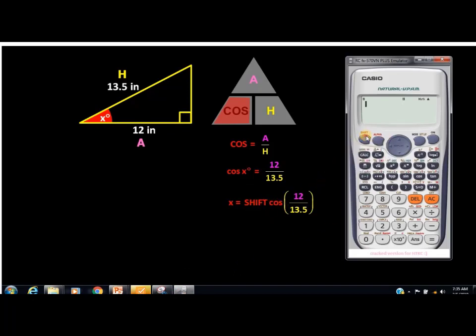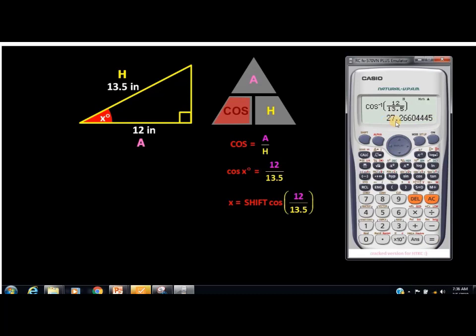Shift cosine. This is a fraction, so we use the fraction key. Up we have 12. We want to come down, 13.5. Don't close the bracket now, go to the right. Now close the bracket, then press equals.